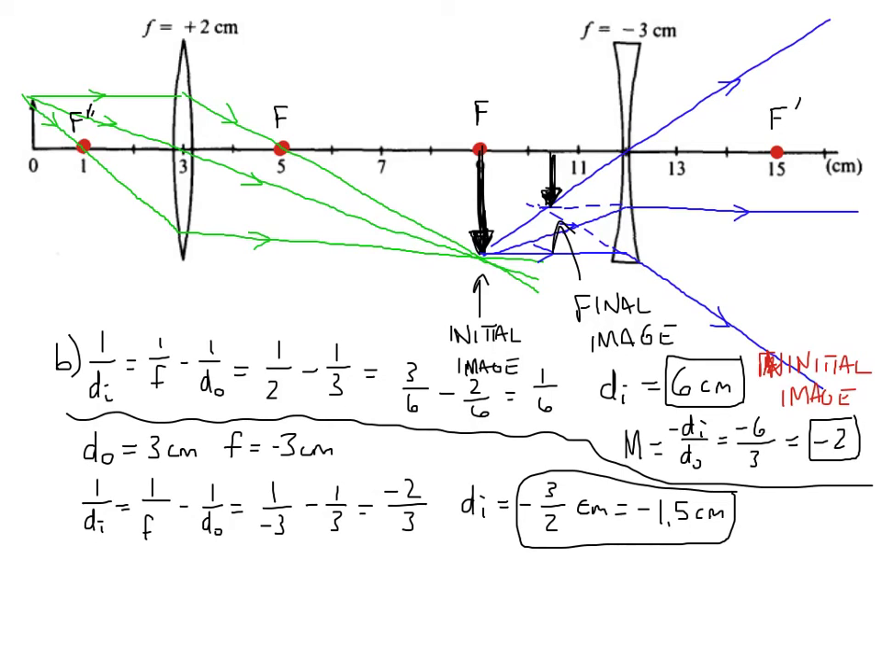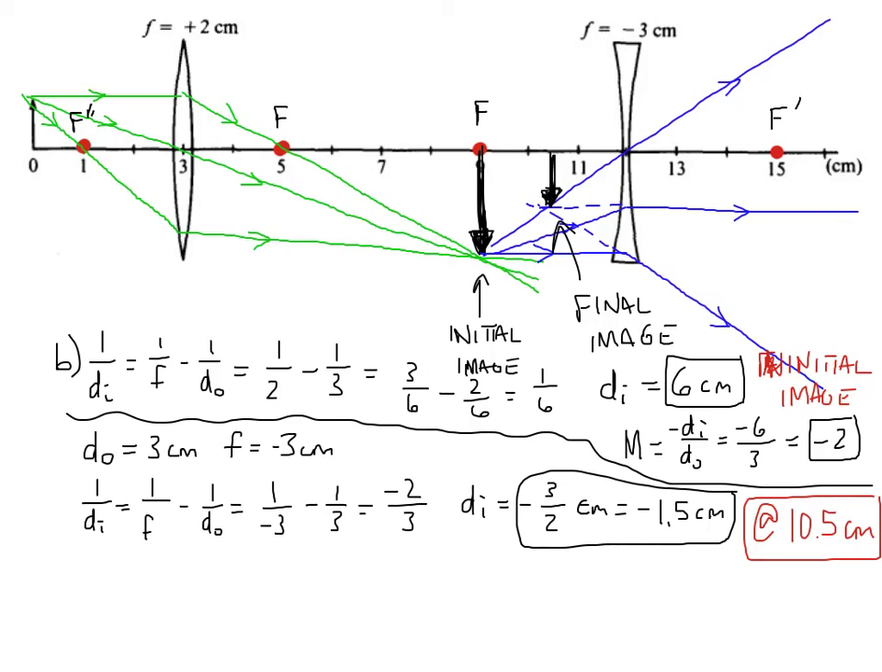The negative means it's virtual, so it appears on the same side as where the object is. If we're treating this as the object now, the image appears on the same side, which it does, and it's about 1.5 centimeters from the lens. So if the lens is at 12, the image should show up at about 10.5 centimeters, so it looks like we had it in the exact right place. So that's the distance of the image. So we can say the final answer for this is that it is located at 10.5 centimeters.